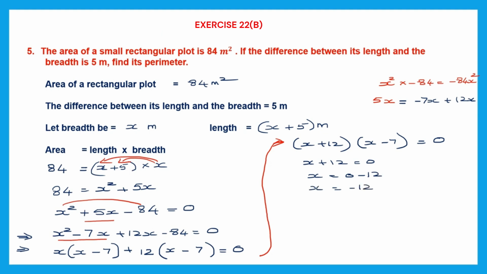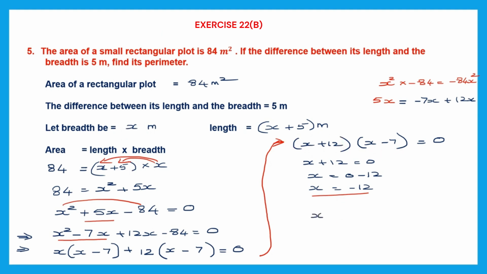Now we cannot have a negative number for x, isn't it? Because we said x is the breadth. We said x is breadth is x meters. So can I say breadth is minus 12 meters? No, we cannot have a negative one. So we can't take this factor. Now let's take the other factor and see.